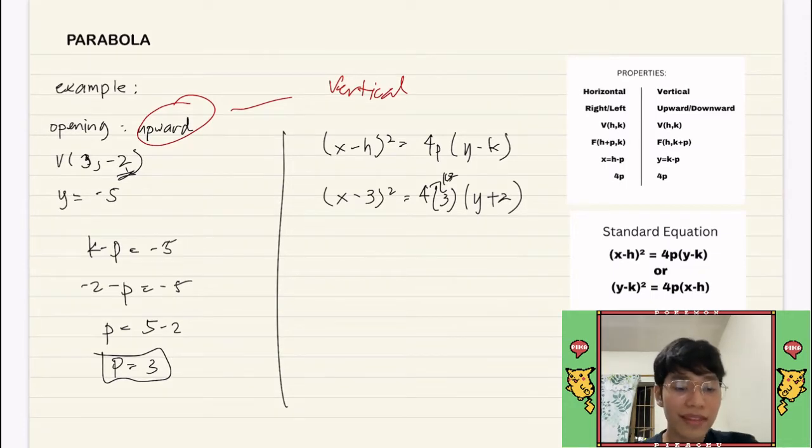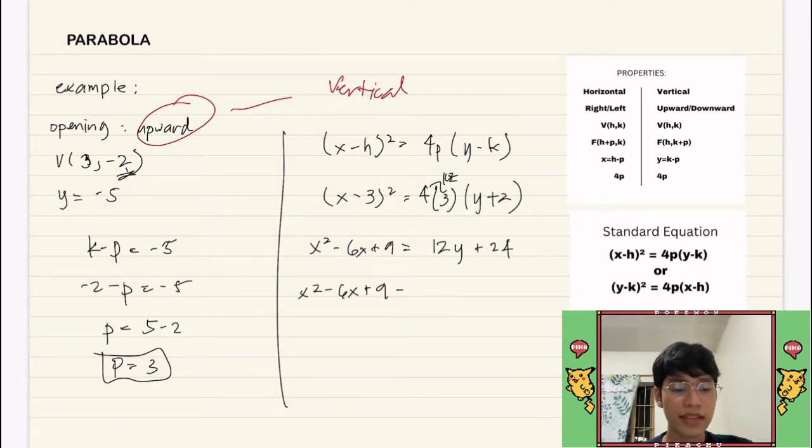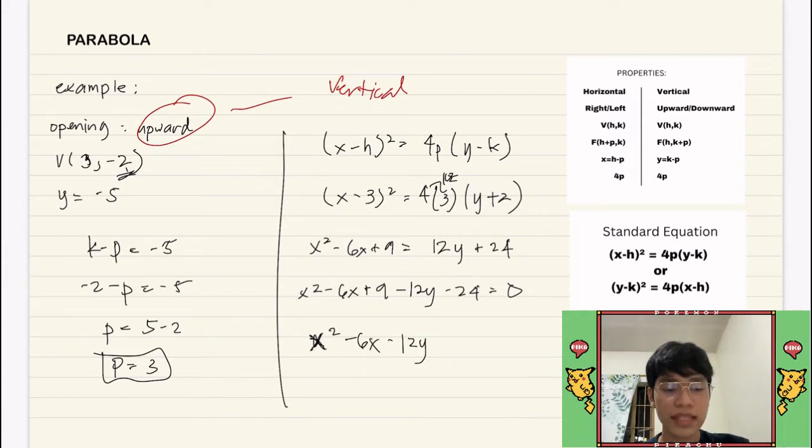So let's expand. x squared minus 6x plus 9 equals 12y plus 24. So move the 12y plus 24 to the left side. So we now have x squared minus 6x minus 12y plus 9 minus 24 equals 0. So combining like terms, we now have the general equation x squared minus 6x minus 12y minus 16 equals 0.